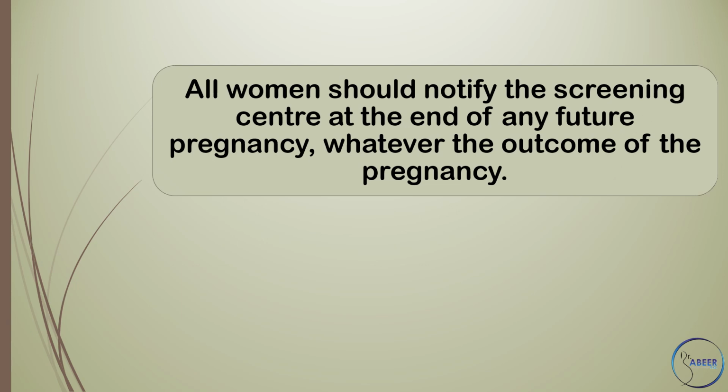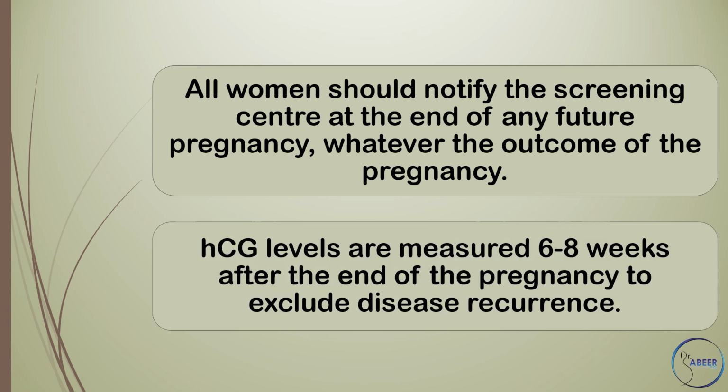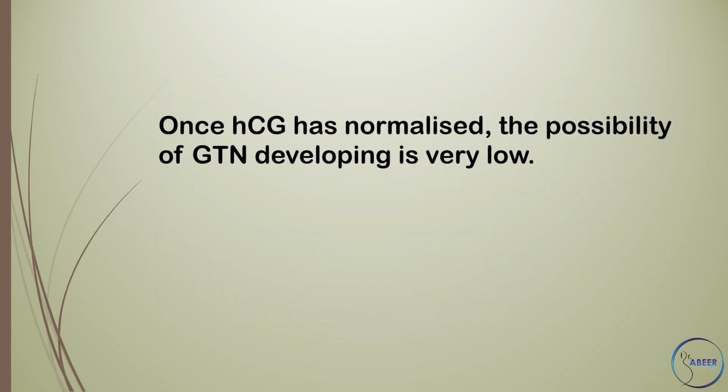All women should notify the screening center at the end of any future pregnancy, whatever the outcome of the pregnancy. Human chorionic gonadotrophin levels are measured 6 to 8 weeks after the end of the pregnancy to exclude disease recurrence. Once human chorionic gonadotrophin has normalized, the possibility of gestational trophoblastic neoplasia developing is very low.